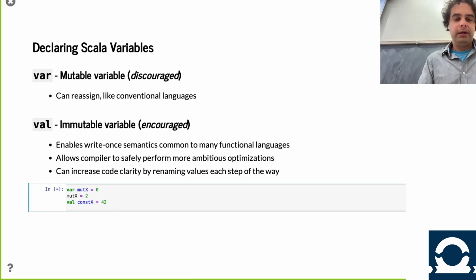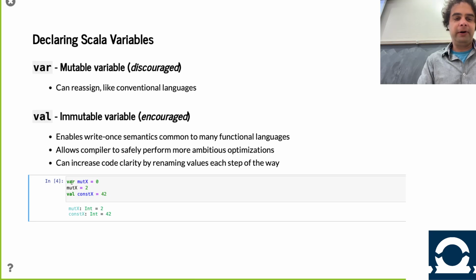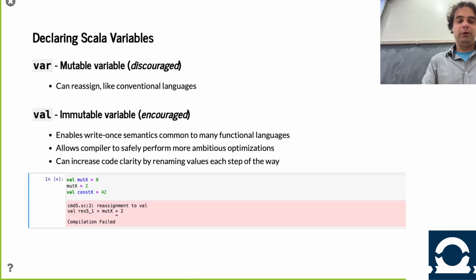So let's see what happens if you try to declare some of these. For example, here we have one of these mutable variables, var, and I labeled it mutex. It initially has the value 0, but later on I assign it 2. Meanwhile, this const is a val 42. If I declared it a val, making it immutable, and then reassigned it, the compiler is going to yell at me, saying, hey, you can't do that. That was supposed to be immutable, and you reassigned it.